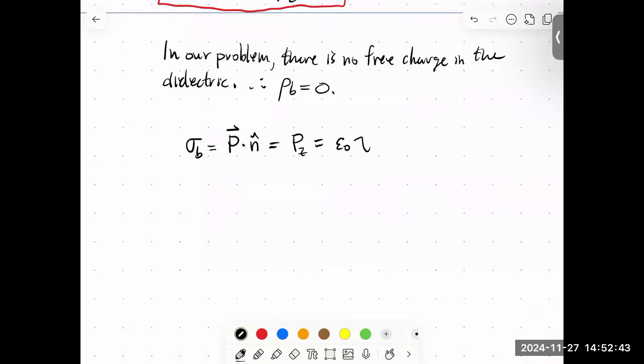So this is epsilon naught times the susceptibility times the z component of the electric field that's sitting right at the surface of our dielectric. And so this is at z equals 0. And I want to emphasize that this is just inside the dielectric.